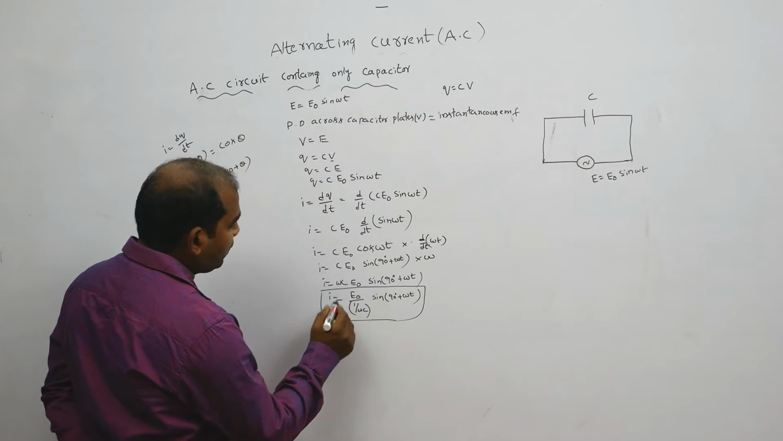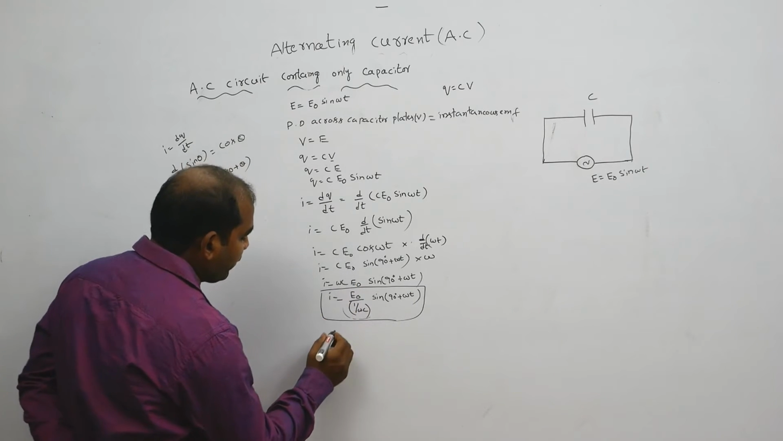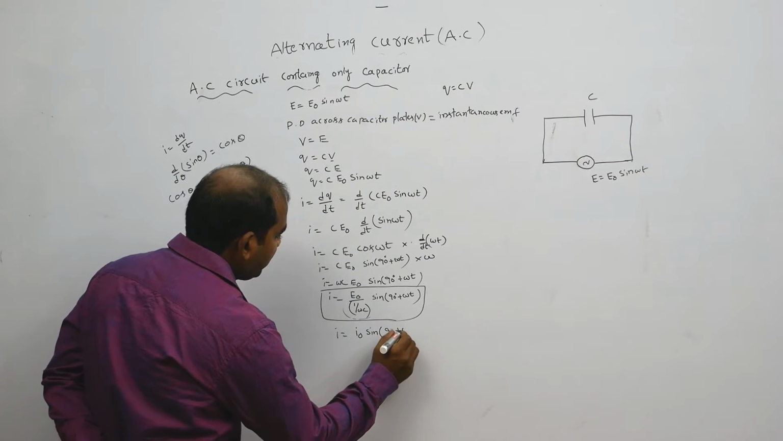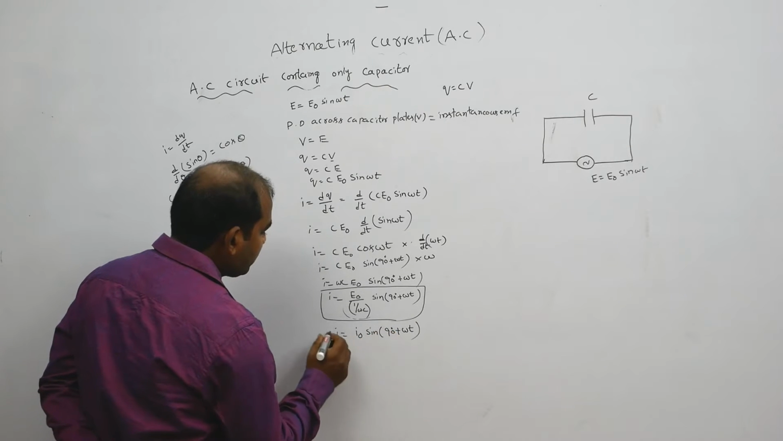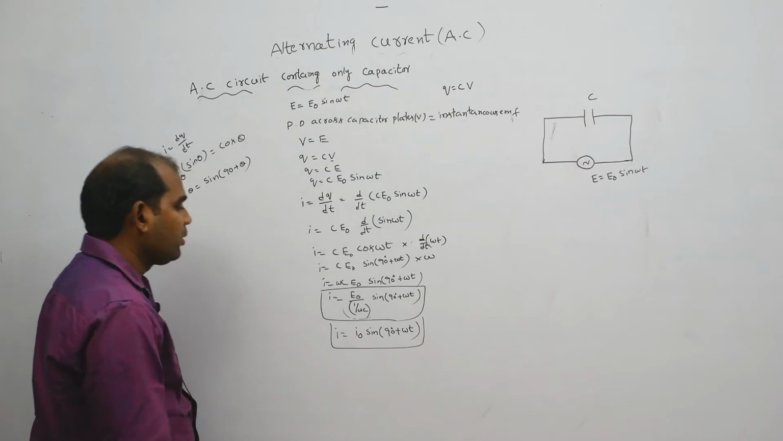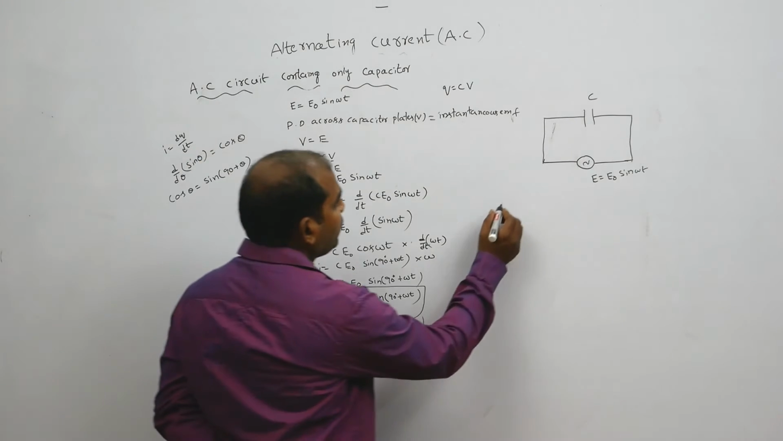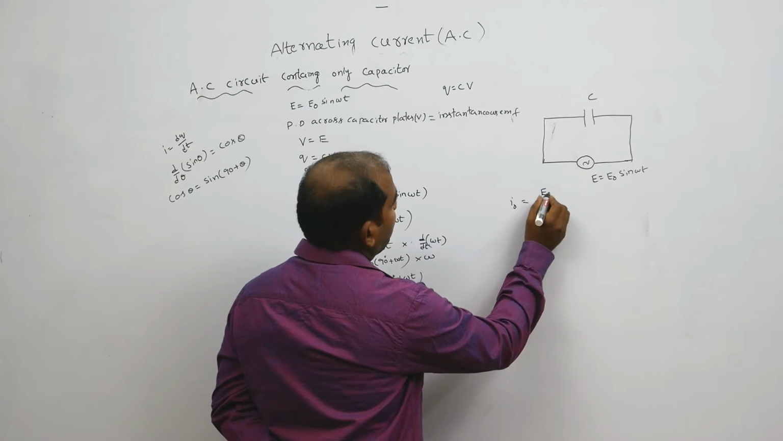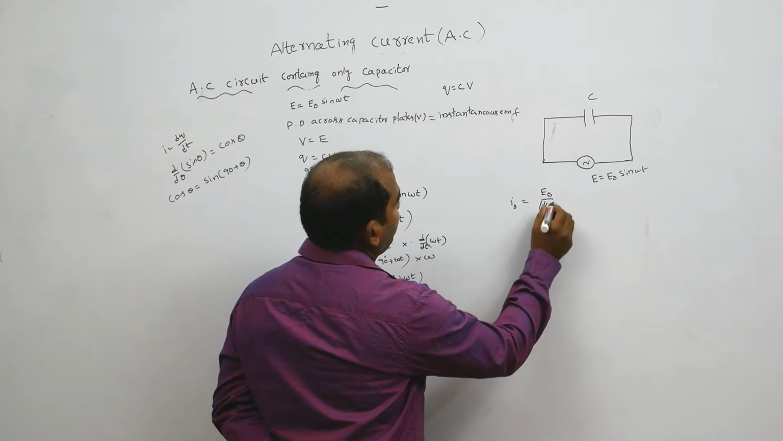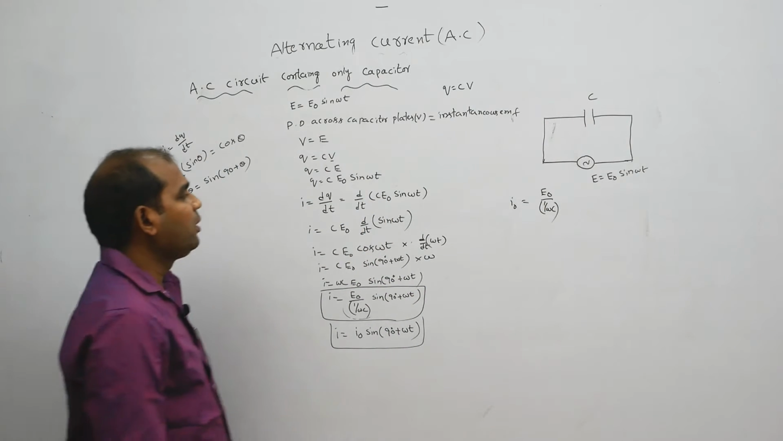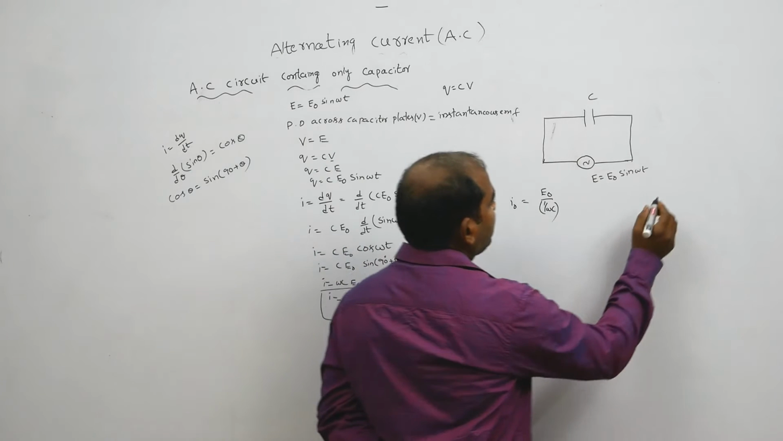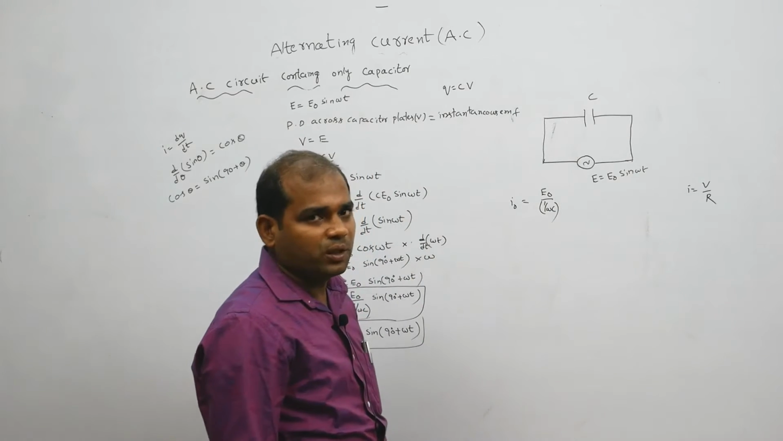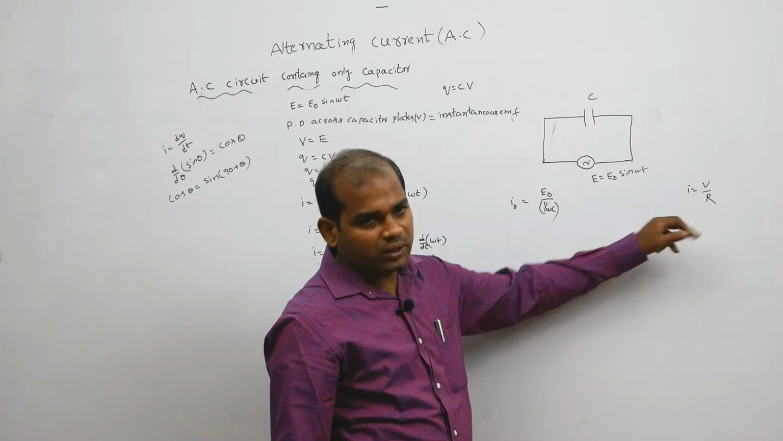This total term E naught by 1 by omega C can be replaced as I naught, so I equals I naught sin of 90 degrees plus omega t. By comparing these two, I naught is equal to E naught by 1 by omega C. Now compare this with a pure resistance circuit. In case of Ohm's law, we know that I is equal to V by R for a pure resistance circuit.